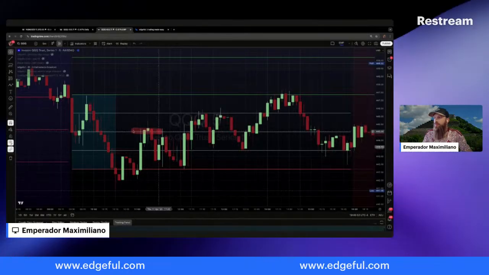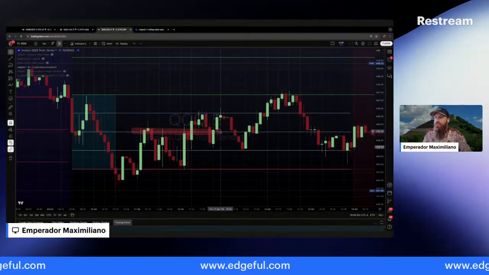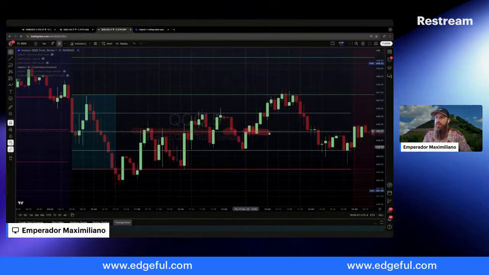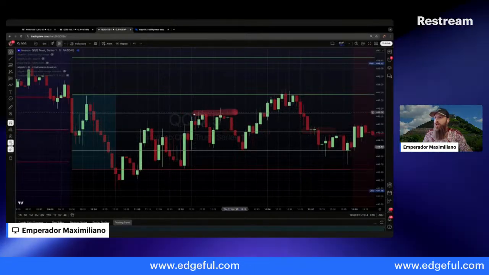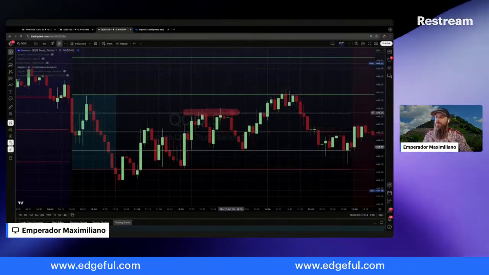And then look, there's the midpoint. You see how many reactions? Look here, look here, look here. This was obviously a key spot, was the midpoint. And then look where the other place it rejected, up here at the 75%.